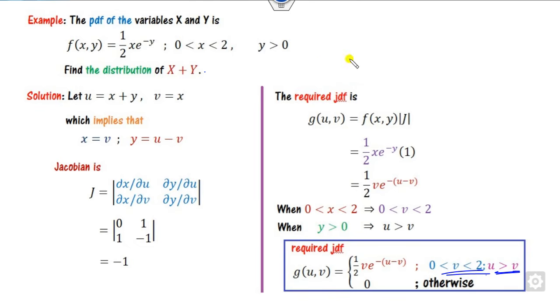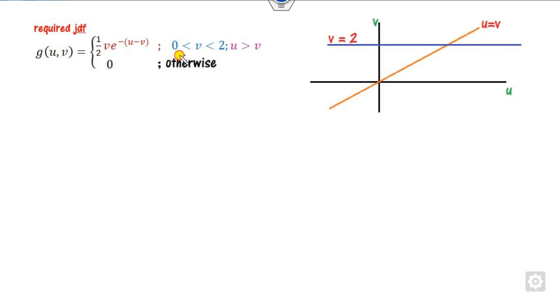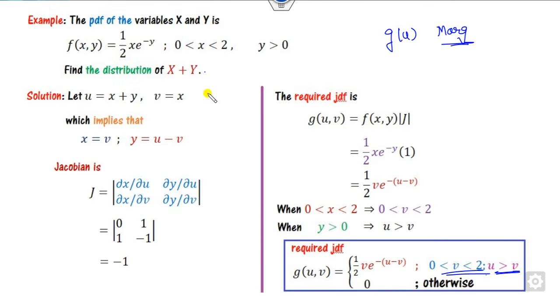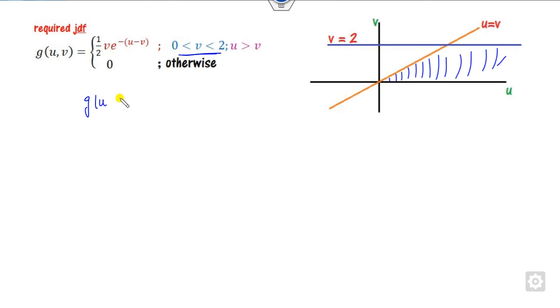But I want to calculate the g of u. What is that? This is nothing but my marginal density function. So I can draw the graph of this. What is the common portion here? Now how can you find the marginal density function of X plus Y, which I consider as u? So I want the marginal density function of u, that is the integral of half v e raised to power of minus u, dv.